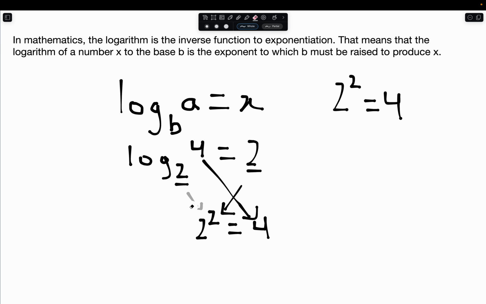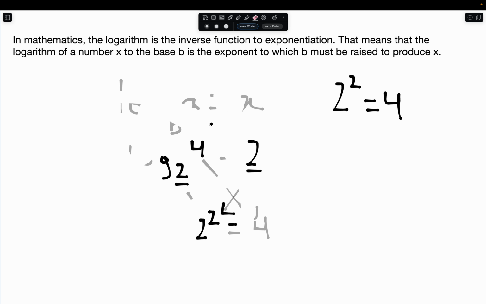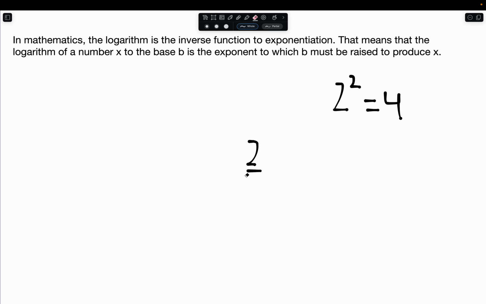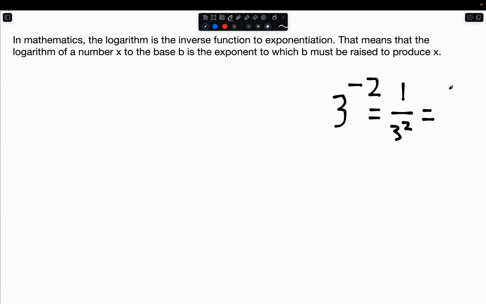So let's try a different example, right? Let me just erase all this. Let's use more complicated numbers. Let's go with 3 to the power of negative 2. Alright, so let's first solve that. We have 1 over 3 squared, because it's negative, equals 1/9.